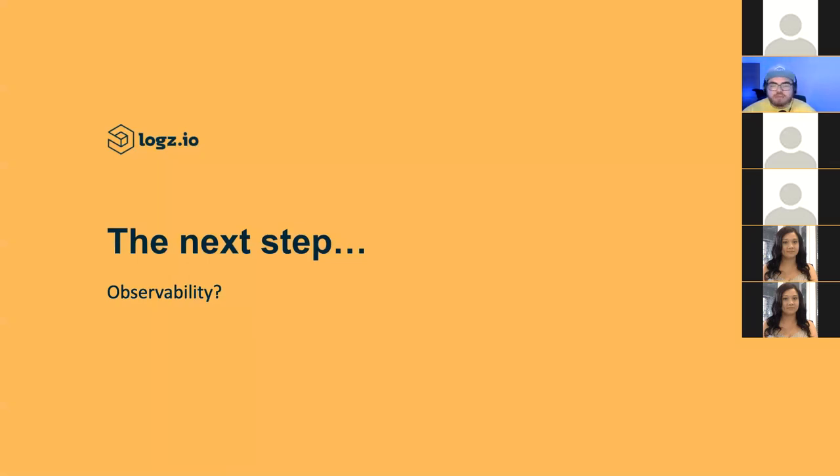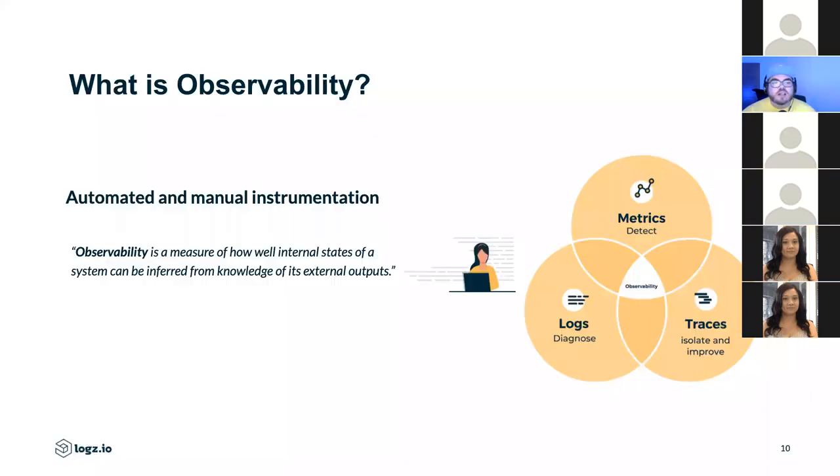Well, the next step, observability. If you haven't heard what that is, it's three core components. The first one is logs. We would use this for diagnosis. Metrics for detecting the information, well, the state of a system, either in a small component or the overall view of the system. And traces, which is how we isolate where a problem could be. We can actually drill down into it.